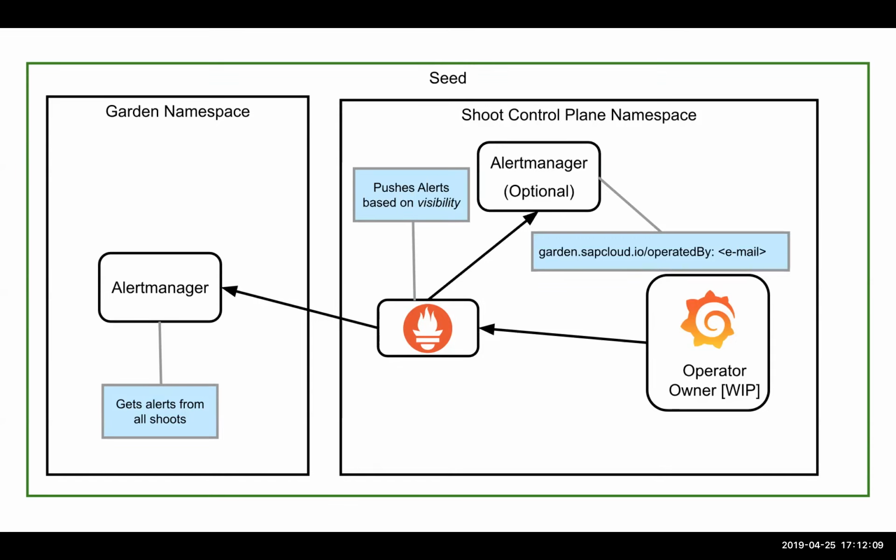So the alerts have labels, and they have different visibilities. We have three visibilities. One of them is all. If an alert has the visibility label all, it gets sent to both alert managers, and they both send out the alert. For example, if the API server is down, the chute owner and the operators would like to know about that, so it gets sent to both alert managers. For something with visibility operator, it only gets sent to the alert manager in the garden namespace. And likewise, if the visibility is only for the owner, it only gets sent to the optional alert manager.